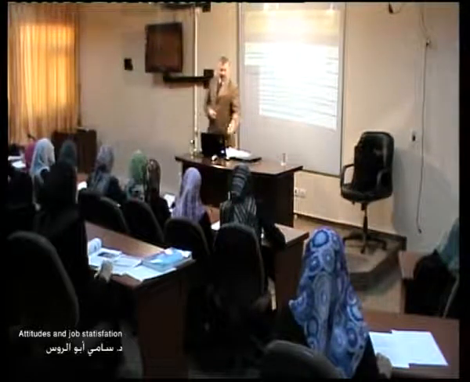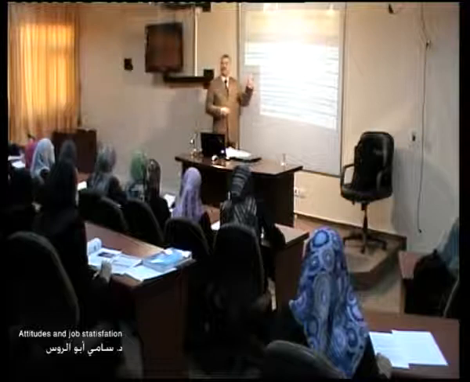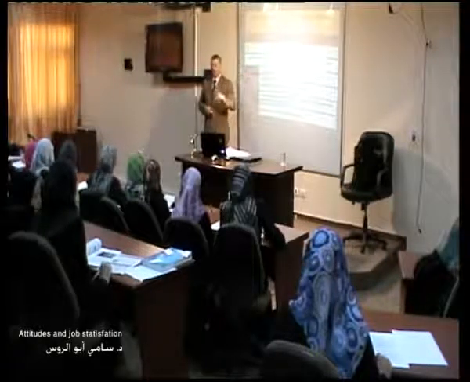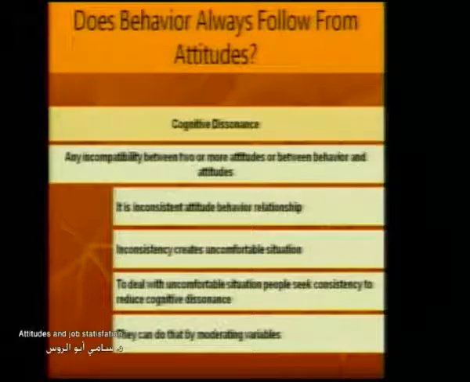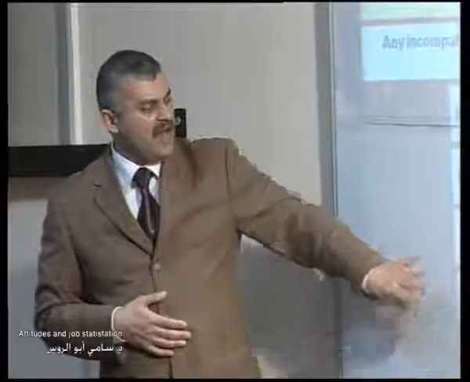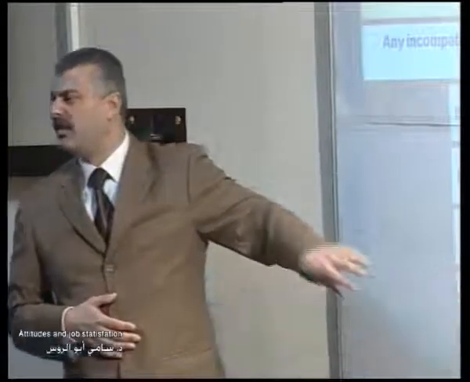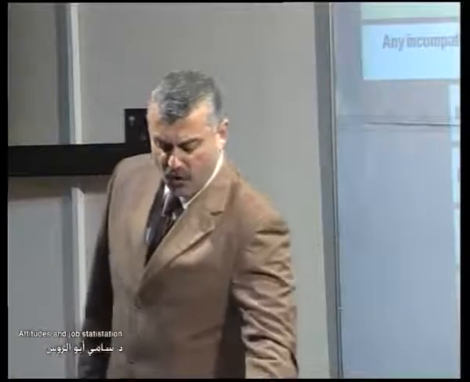In order to resolve the uncomfortable situation. So again, when we talk about cognitive dissonance, we are talking about inconsistency or incompatibility between two or more attitudes or between attitudes and behaviors. This creates an uncomfortable situation for the individual. People usually think about how to resolve such a situation, and to do that we need to do something related to the variables. We need to moderate the variables, and this we call moderating variables.